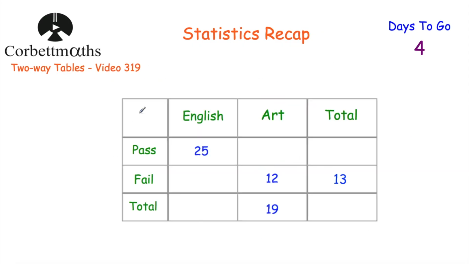So sometimes you might be given a two-way table and you've got to fill in some missing numbers. So for instance, here the art students. So in total there's 19 art students, and if 12 failed, that must mean that 7 passed. These two numbers must add together to be 19. Here, in terms of the students that failed, altogether 13 failed. So that means that 1 English student failed, because these two numbers need to add together to be 13, and so on. And then you do 25 plus 7 is equal to 32. Then you'd add these together to be 45. You could add these together to be 26, and so on.